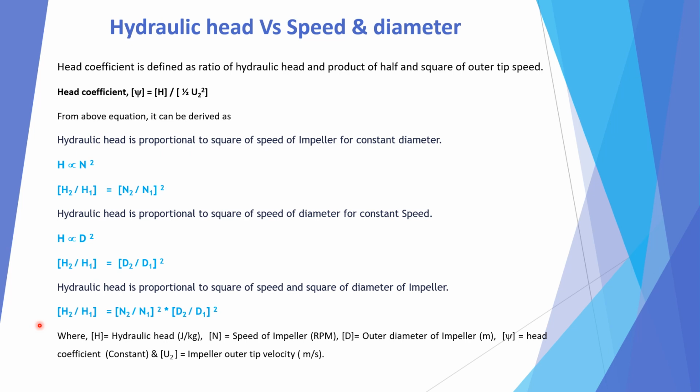the power 2 into D2 by D1 to the power 2, where H is hydraulic head in joule per kg, N is speed of impeller in rpm, D is outer diameter of impeller in meter, psi is head coefficient constant, U2 is impeller outlet tip velocity in meter per second. So these are the expressions for hydraulic head rise for variable speed and diameter both.